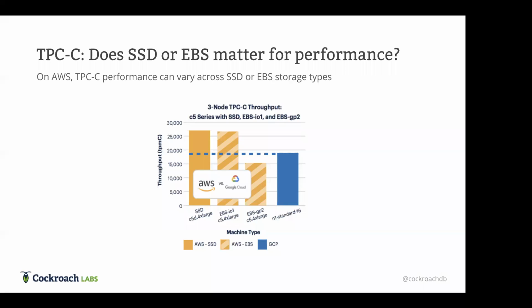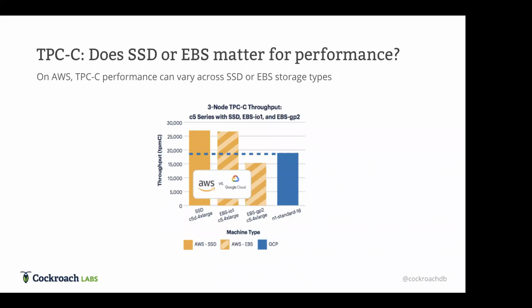However, in the GP2 setup, it was actually a little bit worse performance than GCP. And so, this tells us a number of things, but one, that performance can vary across the SSD or EBS storage types. And two, that you need to test multiple ones to figure out exactly what performance you need to achieve. And then, obviously there's different price profiles for these performance as well.